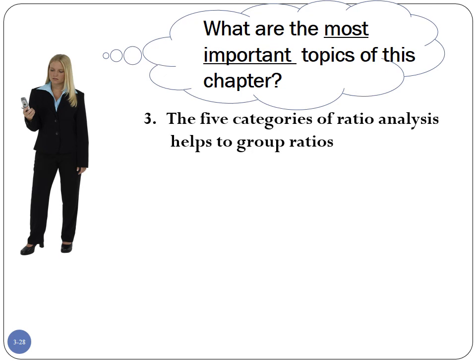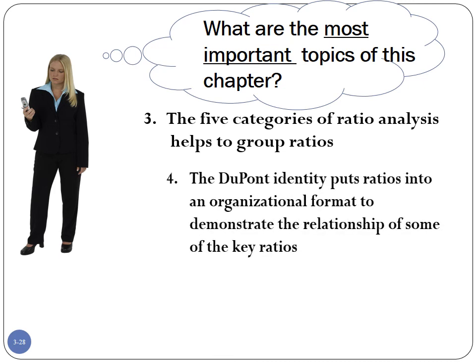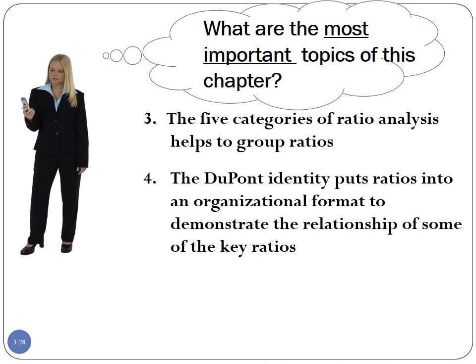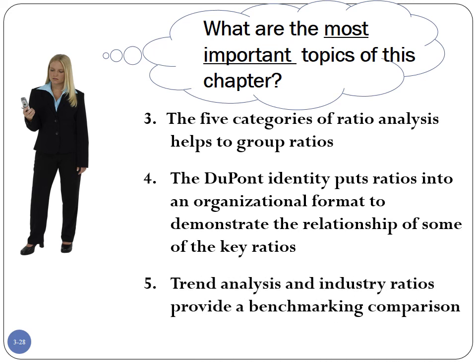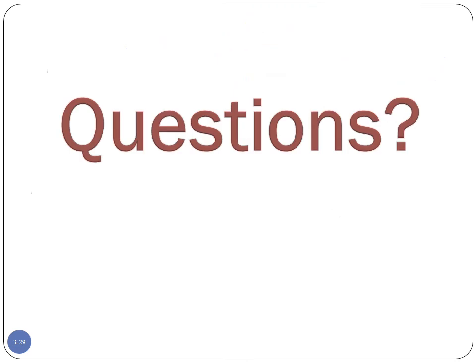The 5 categories of ratio analysis help to group ratios. Just make sure that you understand each category. And the DuPont identity organizes the ratios into a meaningful relationship based on a hierarchy. Finally, understand that trend analysis and industry ratios provide a benchmarking comparison, both on a longitudinal basis within an organization and between organizations and among industries when we start looking at an SIC or NAICS analysis.